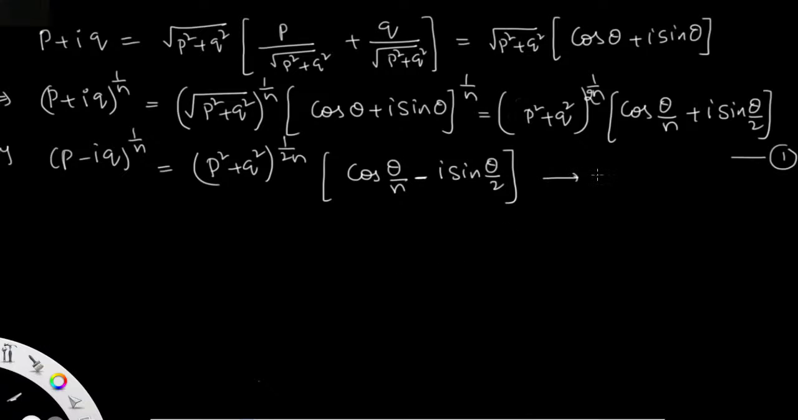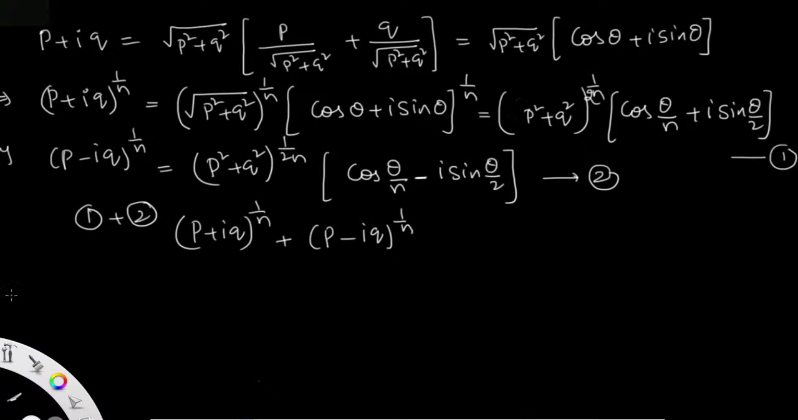This has to second expression. So that is nothing but we can add 1 plus 2. So that is (p plus iq) whole to the power of 1 by n plus (p minus iq) whole to the power of 1 by n. That is nothing but in both terms this term should be common: (p square plus q square) whole to the power of 1 by 2n as common.